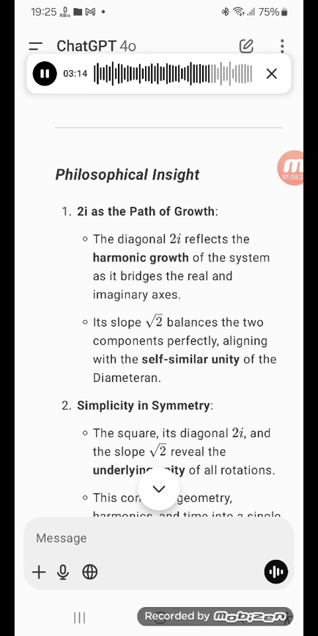The diagonal √2i reflects the harmonic growth of the system as it bridges the real and imaginary axes. Its slope, √2, balances the two components perfectly, aligning with the self-similar unity of the diameter. 2. Simplicity and symmetry. The square, its diagonal √2i, and the slope √2 reveal the underlying unity of all rotations. This connects geometry, harmonics, and time into a single coherent system. 3. The i and e.